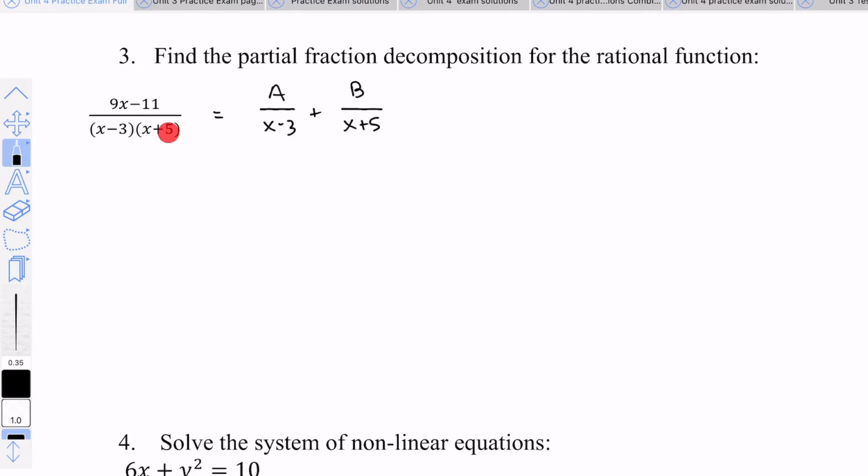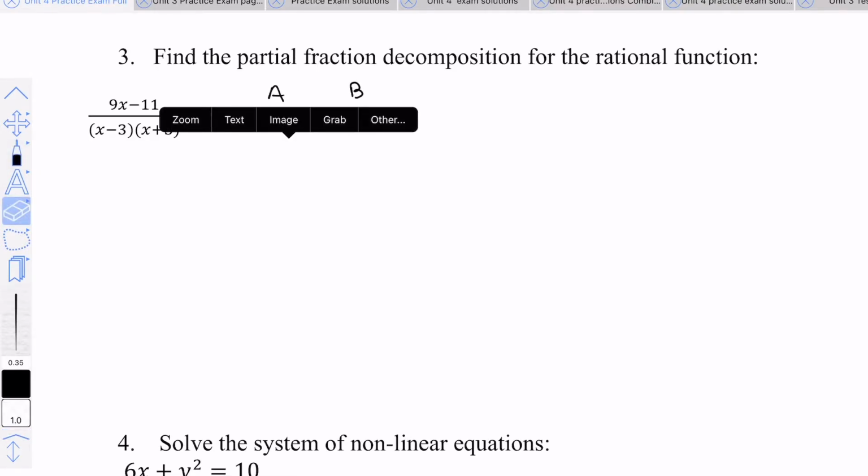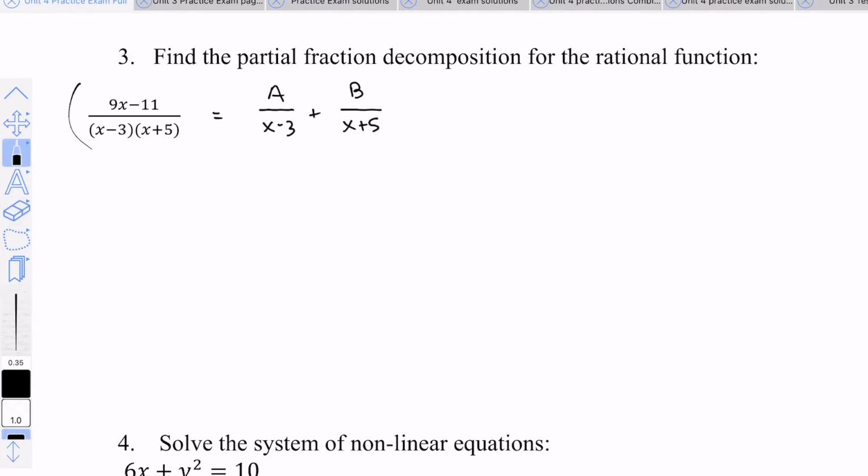And just remember, sometimes, matter of fact more often than not, the denominator is not already factored. So you may have to factor the denominator first to determine the number of factors, which will tell you how many partial fractions there are going to be. Okay, step 2 is we want to create an equation that does not have any fractions. So we're going to multiply both sides by the lowest common denominator, which is x minus 3 times x plus 5.